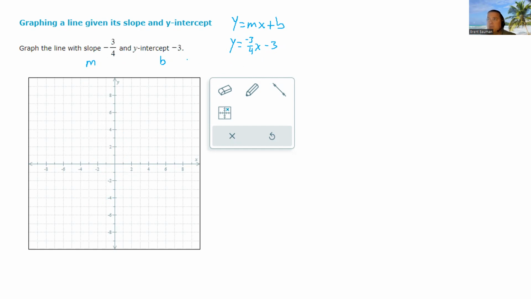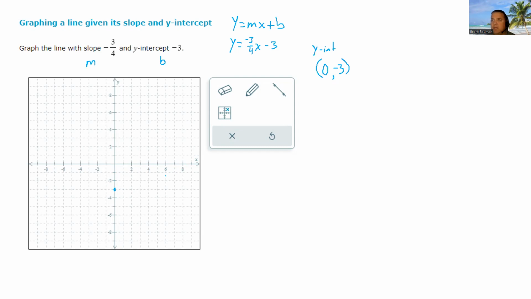The y-intercept is an ordered pair. So the y-intercept is telling me that we have a b value of -3. So that's the ordered pair. 0 is always the x value, and then -3. So 0 left and right because we want it on the y-axis, and then the y-intercept value tells us the y value. So 0, -3 would be our first point.